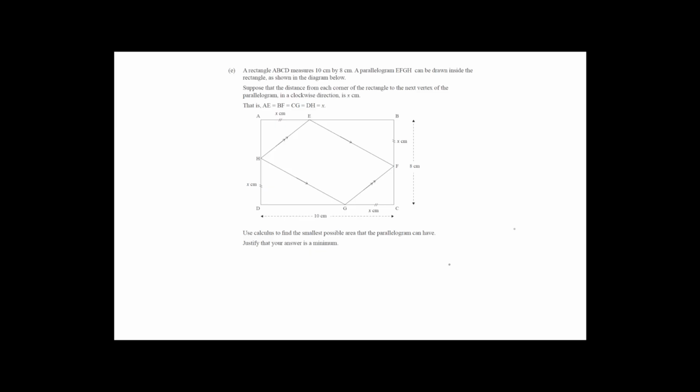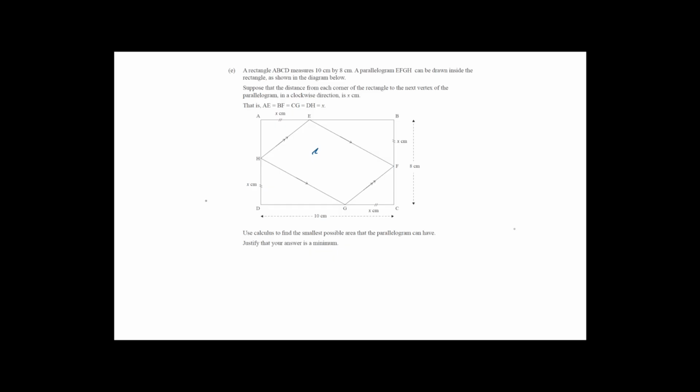So a rectangle ABCD is 10 centimeters by 8 centimeters. A parallelogram, this thing in the middle here, EFGH, can be drawn on the side. Suppose the distance from each corner of the rectangle to the next vertex of the parallelogram, going clockwise, man, who writes these things, is x, as shown. Use calculus to find the smallest possible area that the parallelogram can have.